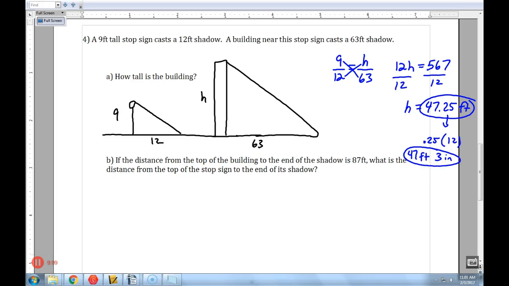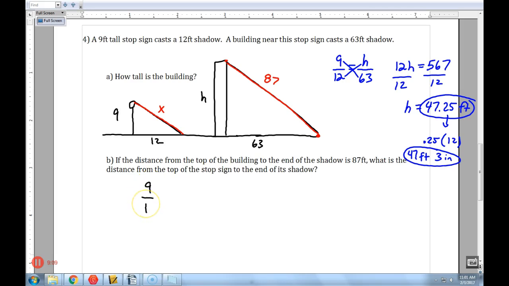Now, the second part is this. It says, if the distance from the top of the building to the end of the shadow is 87 feet, so we're talking up here, the distance from the top of the building to the end of the shadow on the ground is 87 feet. If that's the case, how far is the distance from the top of the stop sign over? So we'll just call this X. And I can use the same idea I did before, just with another proportion.